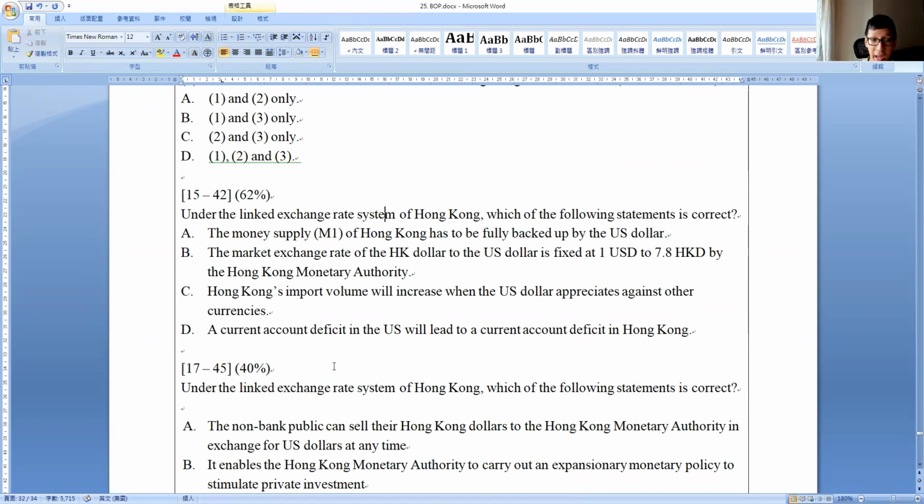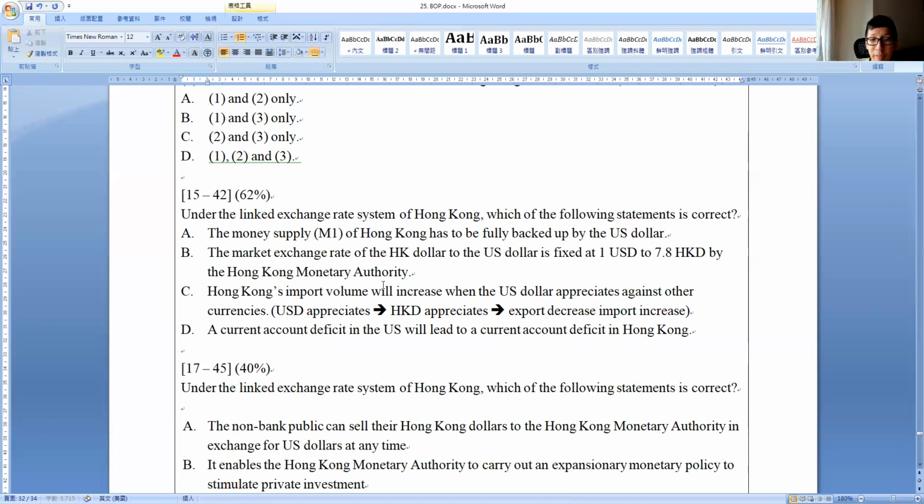嗱，不如倒轉嚟睇咁就嘛。嗱 D, the current account deficit in USD will lead to 嗱，啱啱先講完啦。Exchange rate, would it necessarily directly affect BOP? No. 嗱，唔知啊，我唔知會唔會 current account deficit 啊？No. Okay, so D, not correct. What about C? Now, Hong Kong import volume will increase when US dollar appreciates. 嗱，記住啦，when USD appreciates, it means Hong Kong dollar also appreciates. When we appreciate, our export decrease, import increase.